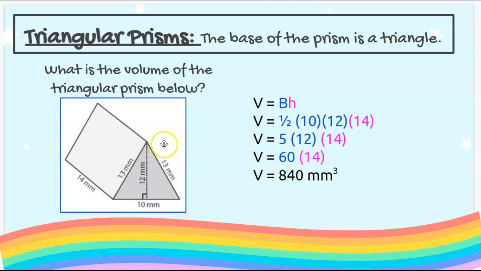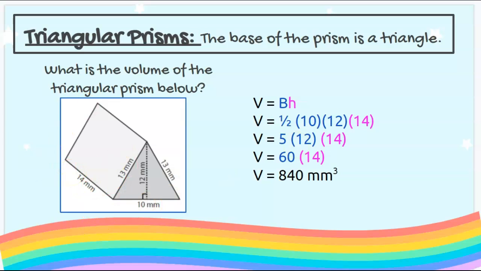And then you don't need these 13s. Those are slants. You don't want to use those. Okay, so the base of the triangle is 10. The height would be 12. So you could do 10 times 12 and get 120 and then divide by 2. Or you could take half of 10, which is 5. 5 times 12 is 60, and then multiply by 14.